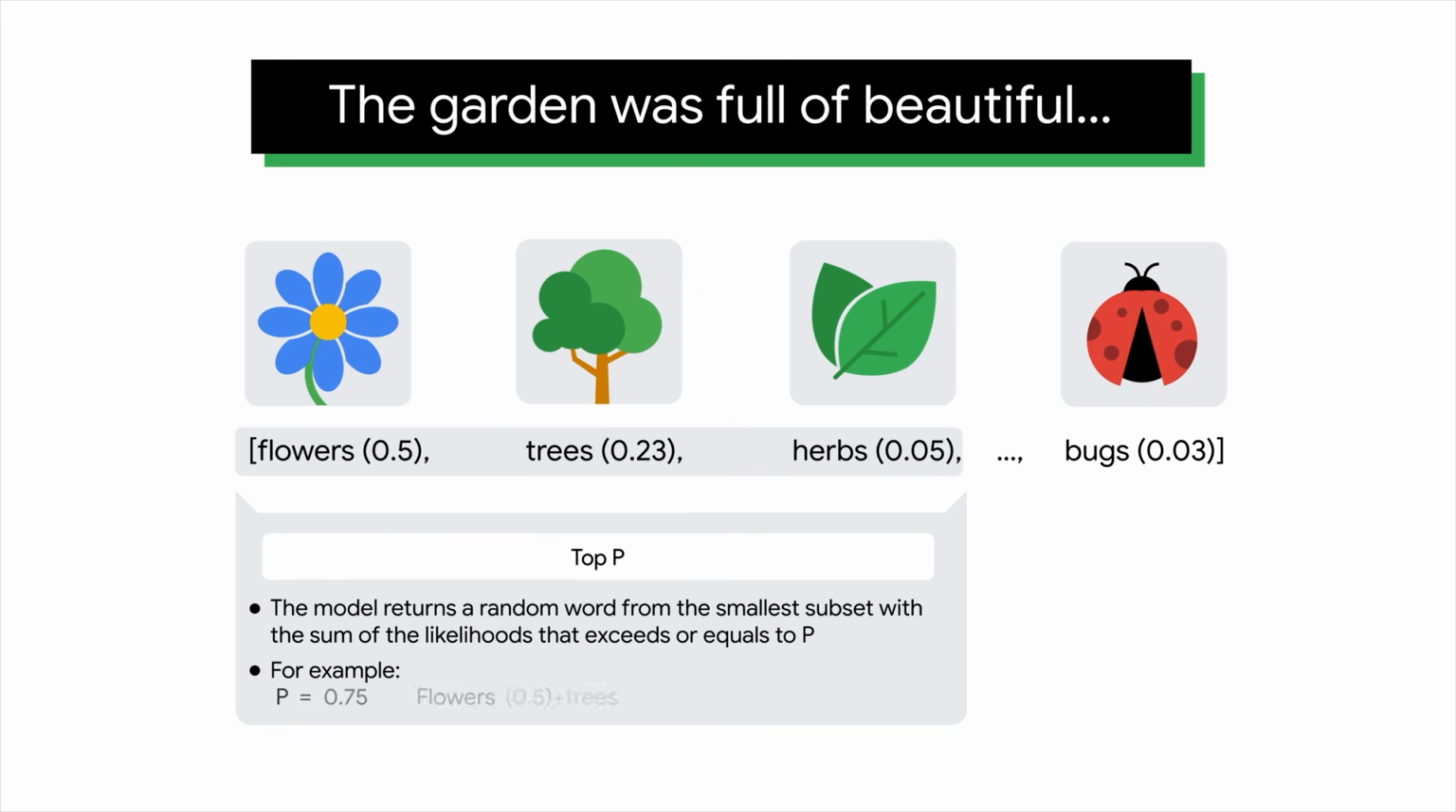For instance, P of 0.75 means you sample from a set of words that have a cumulative probability greater than 0.75. In this case, it includes 3 words: flowers, trees, and herbs. This way, the size of the set of words can dynamically increase and decrease according to the probability distribution of the next word on the list.